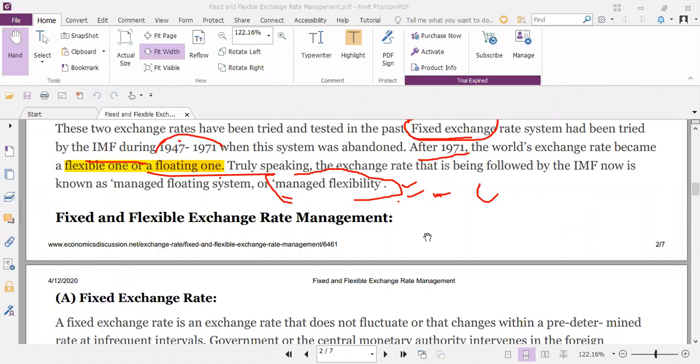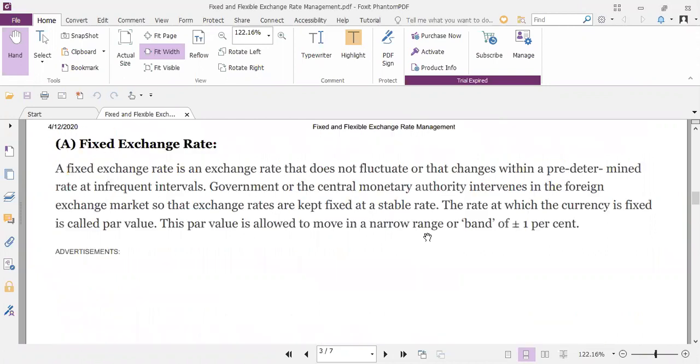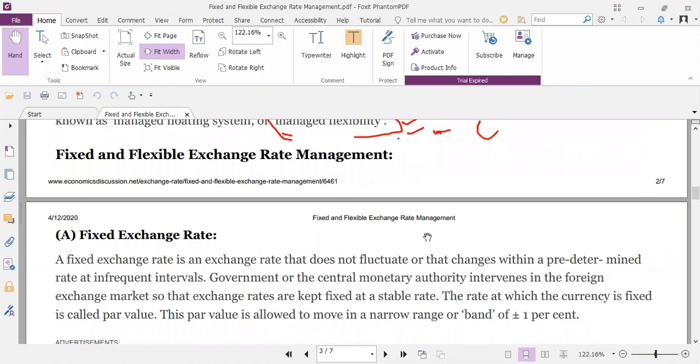Okay, we'll start with fixed exchange rate system. So here we go. A fixed exchange.